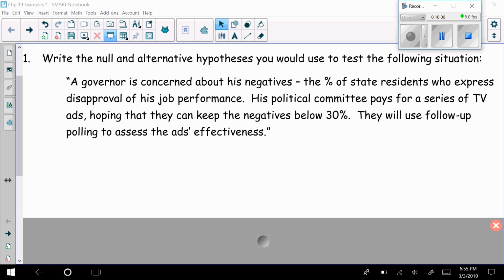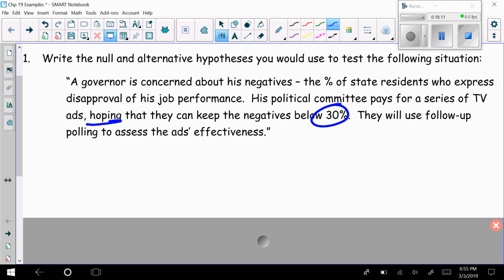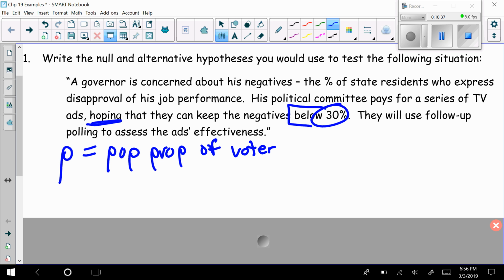So this doesn't seem all that bad. Some key things that we'll want to grab out right away: it says 30%, and they're running some ads. They're hoping to get not just to 30%, but below 30. So let's think about what they would like the ad campaign to do. It sounds like they would like it to be below 30%. Well, what's below 30%? That's my P. My P would be the population proportion of voters who disapprove of the governor. So this is a good start.